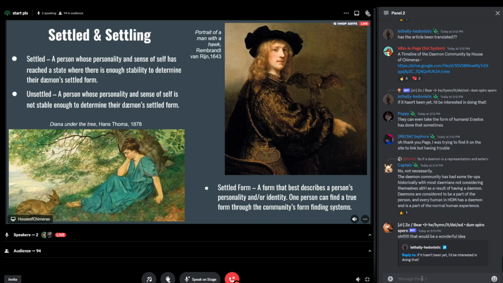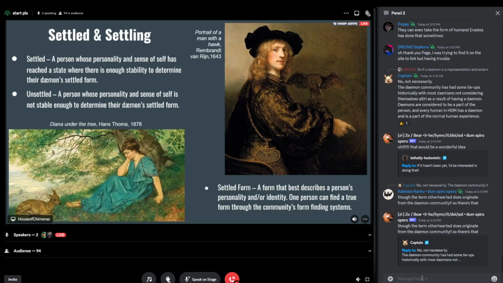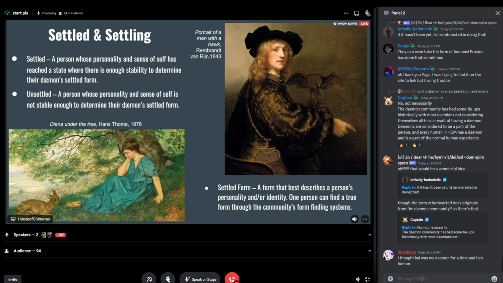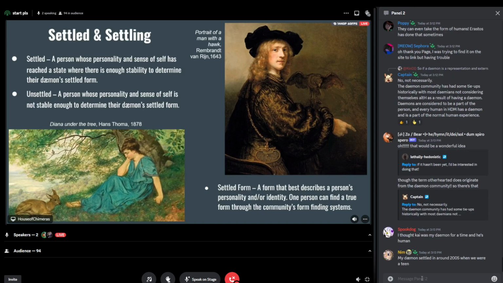However, unlike the fictional series, even well into adulthood, a person's settled form can potentially change depending on life experiences. So within the community, it is accepted that a person's settled form can still possibly change over time. That being said, within the daemon concept, many dæmians tend to seek out and find forms that reflect them as an individual in some manner.